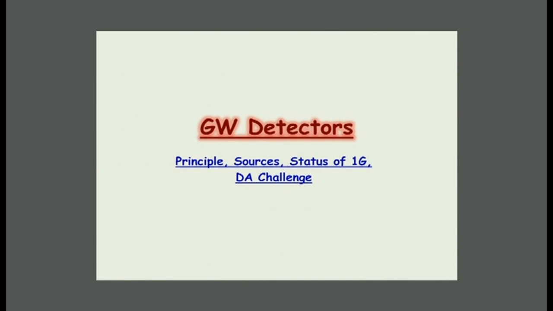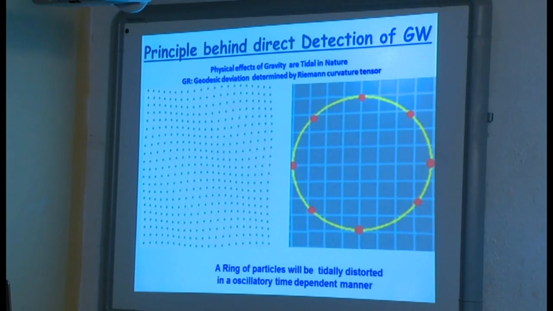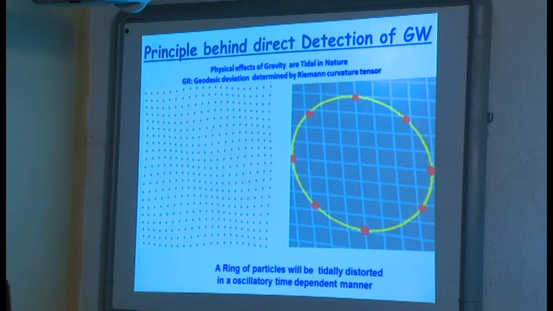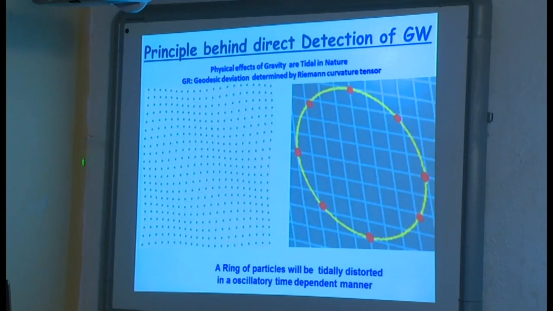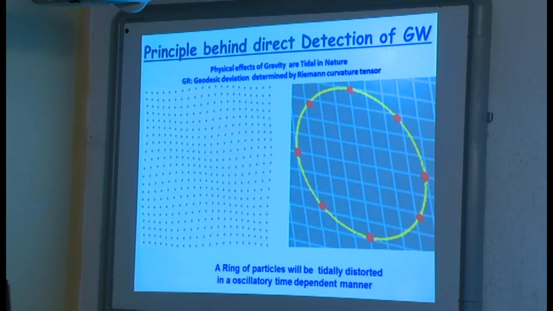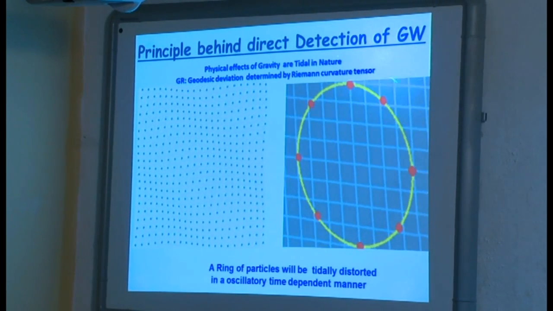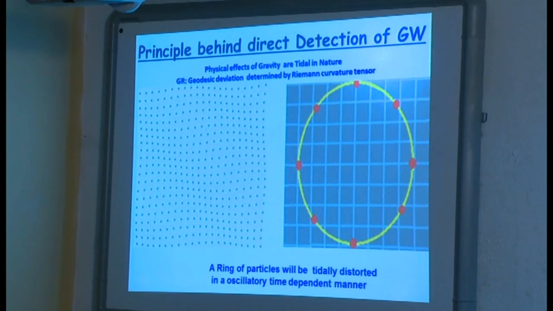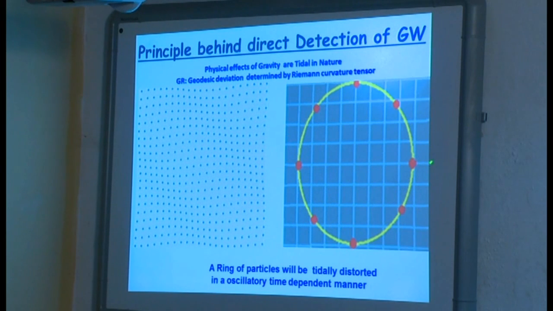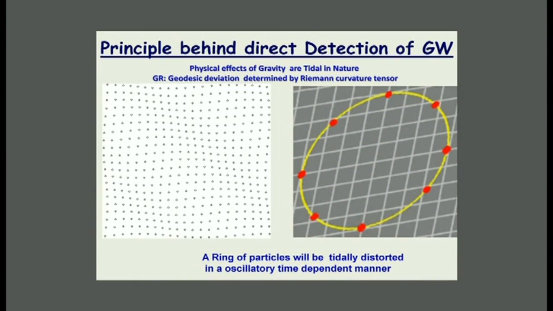So now the challenge is how to build detectors for gravitational waves. To explain the principle, I told you that if we had a ring of particles and a gravitational wave falls on this, because it's a time dependent oscillatory field, the ring of particles will be squeezed in a particular configuration, and if you can measure the amount of squeezing, you can detect gravitational waves.